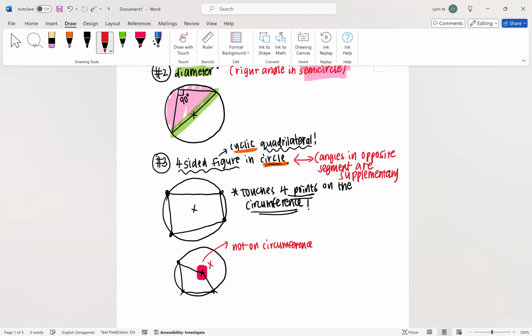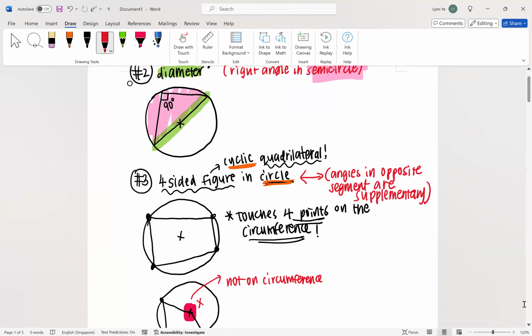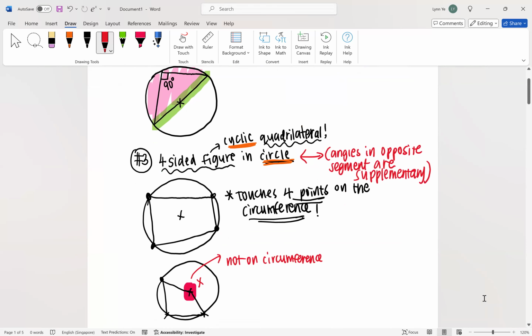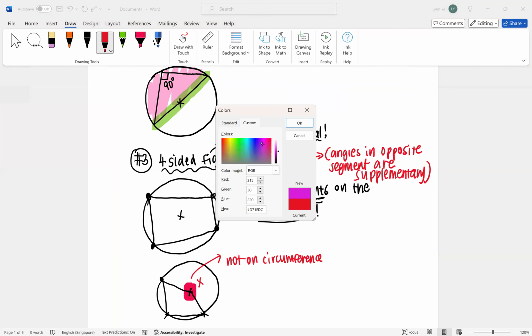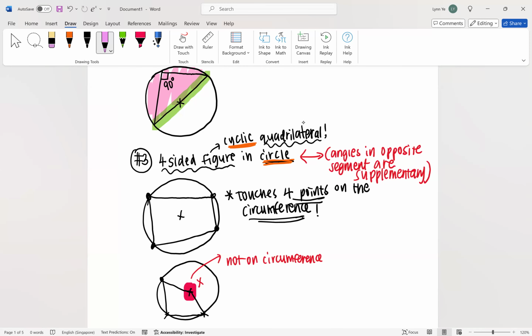Who remembers what supplementary means? What are supplementary angles? Sorry? What? It forms what again? I cannot hear. Yes, very good. Supplementary means 180.